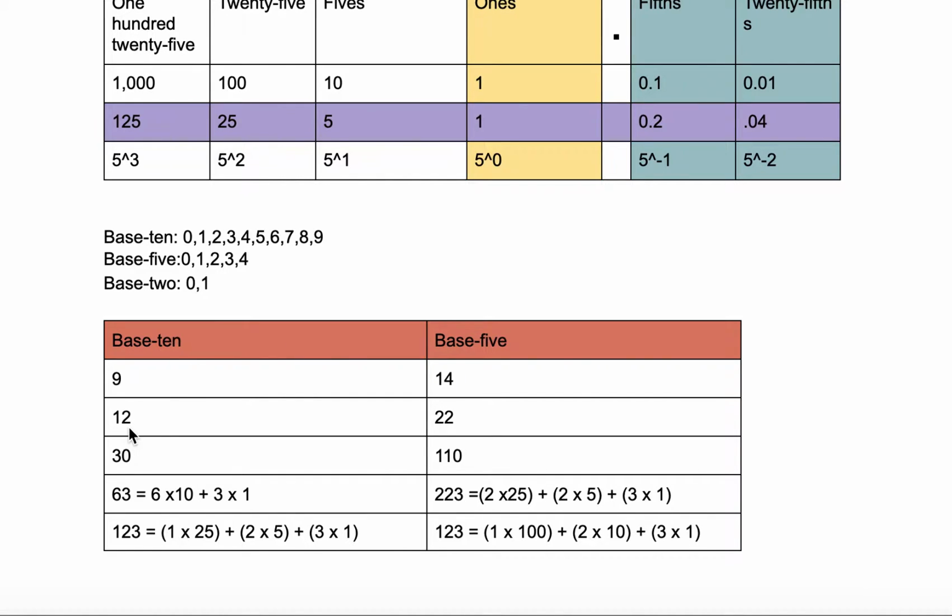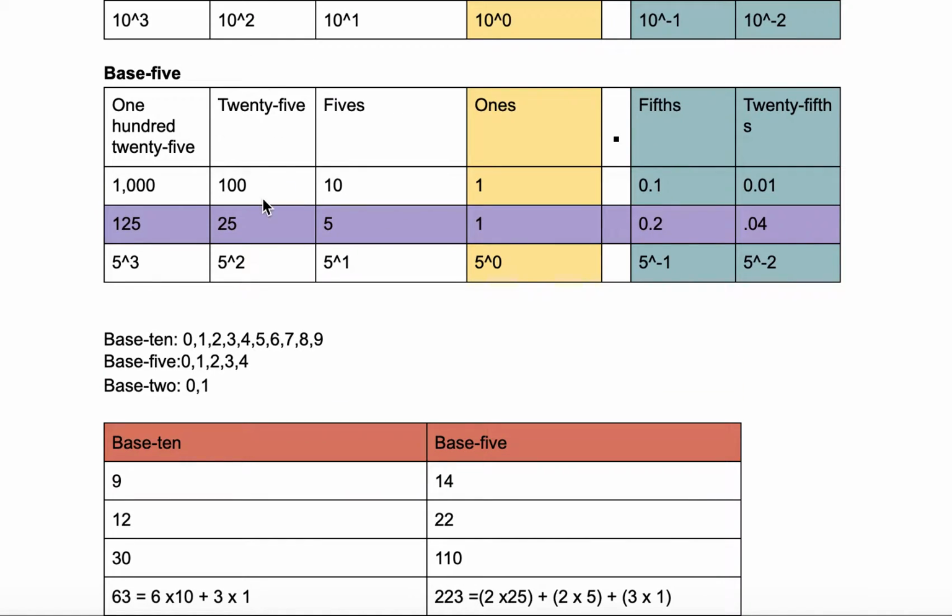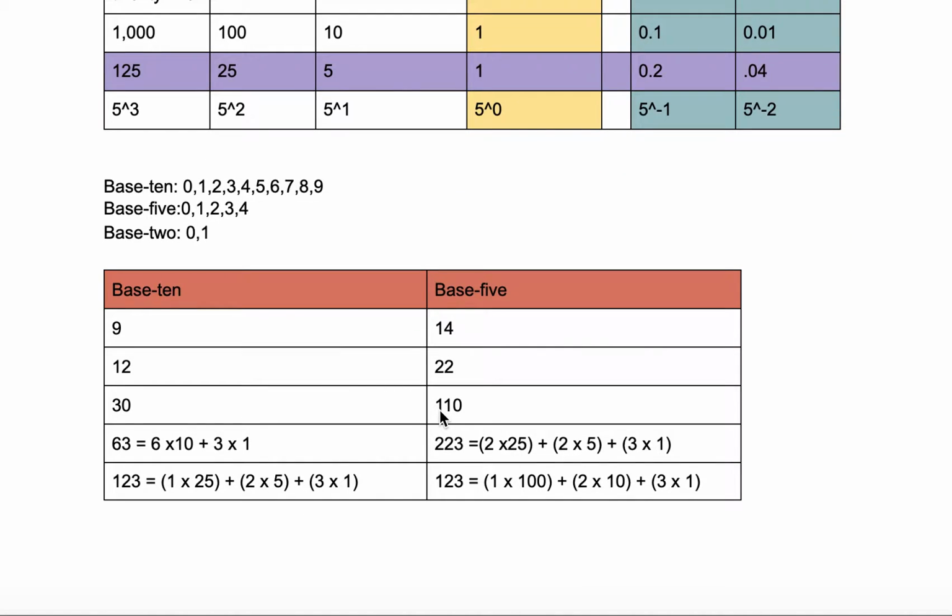All right, 12 in base 10. Now we're going to need two of those fives, and that'll take care of the 10, and then we'll need two more. So 22 base 5 is 12 things, because these number systems are just representations of a certain quantity. 30, now we need a whole bunch. We can't do just fives because we would need six fives, and six does not exist in base five. So we have to go to the next place value, which is 25. We get one 25, one 5, and zero ones. So 110 base five is 30 things.